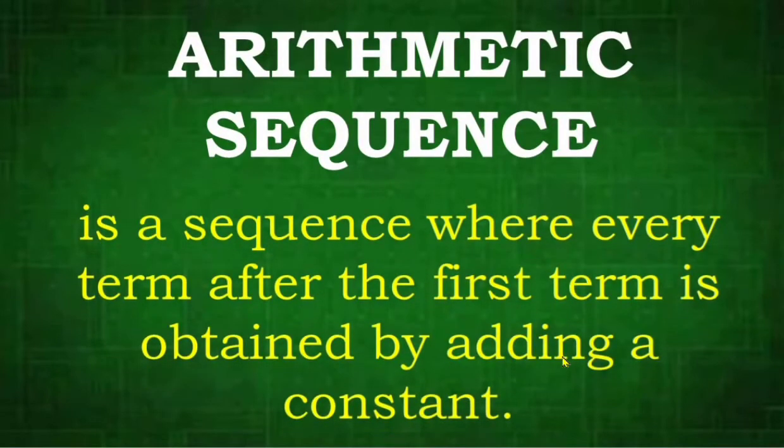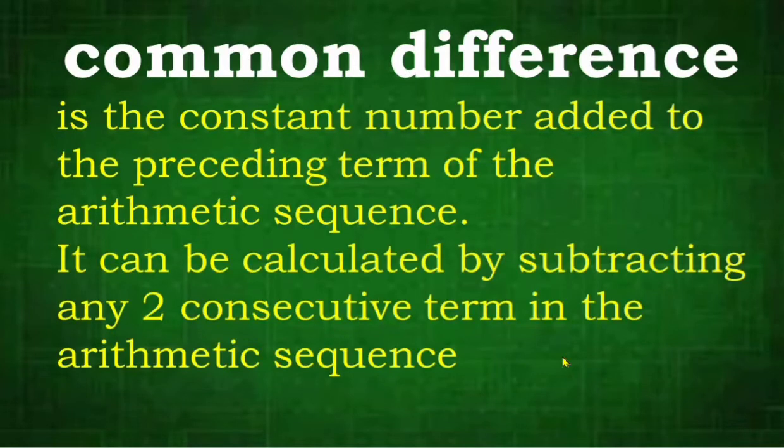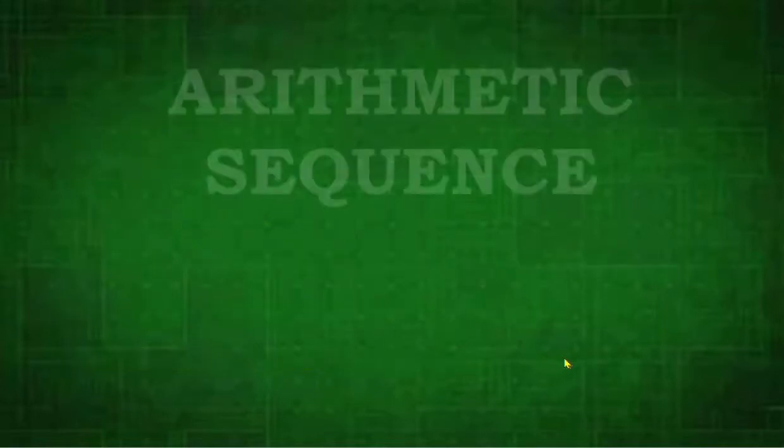It is a sequence where every term after the first term is obtained by adding a constant. That constant is called the common difference. This is the constant number added to the preceding term of the arithmetic sequence. It can also be calculated by subtracting any two consecutive terms in the arithmetic sequence.